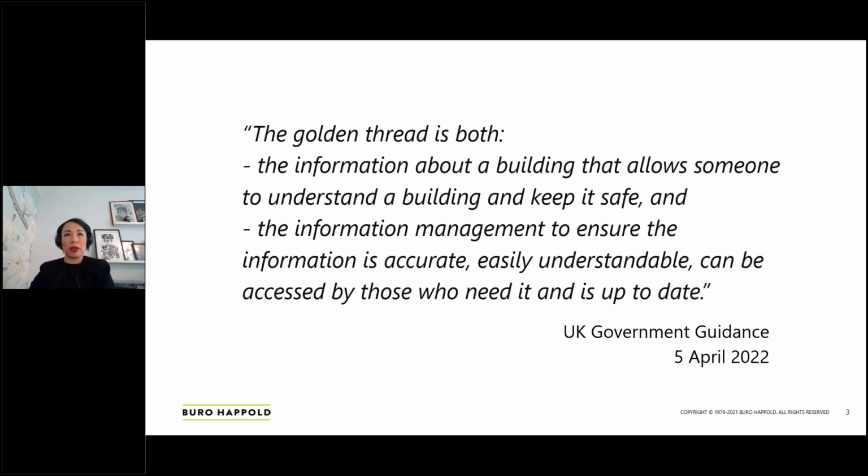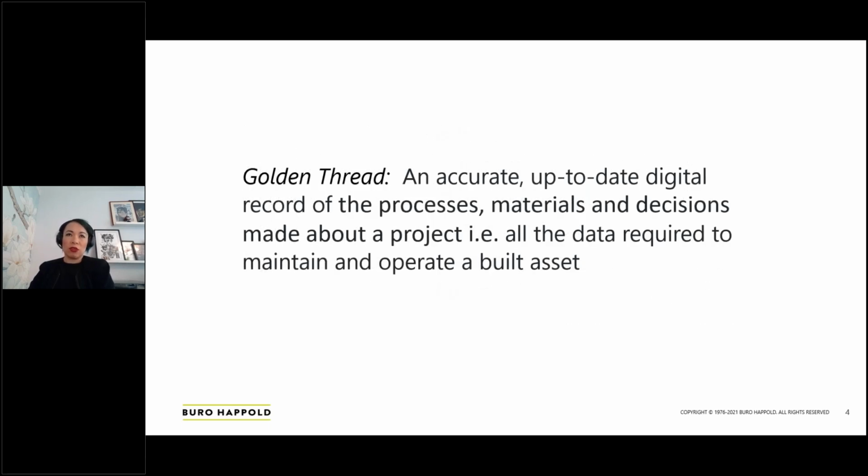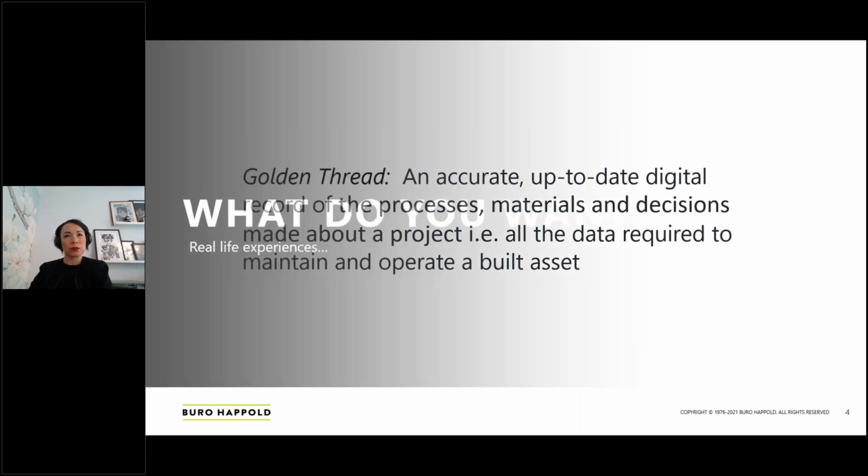And as you'll see on the screen, they said it means the information about the building to allow someone to understand it, but also the information management to ensure the information is accurate. Now that's quite a long paragraph. I've seen this definition as well, which I like, because I think it summarizes it very well. It says it's an accurate, up-to-date digital record, effectively to enable parties to maintain and operate a built asset. And that really goes to the heart of the intentions of the Golden Thread.